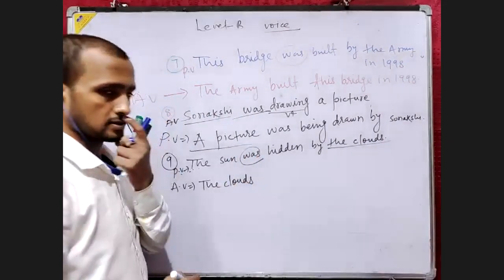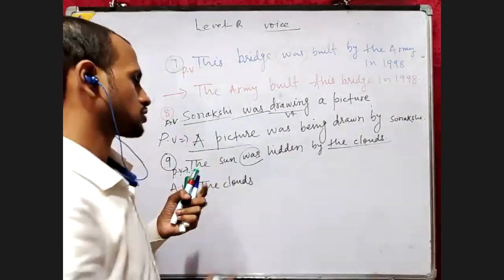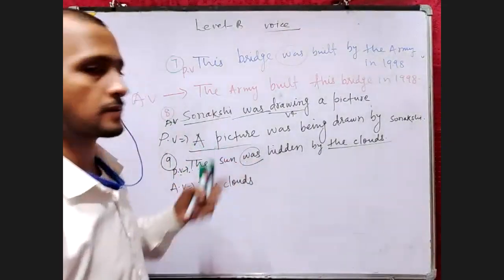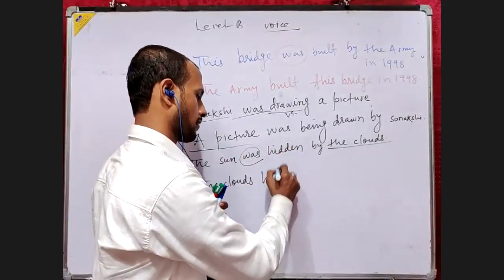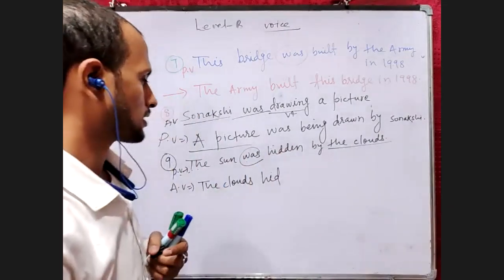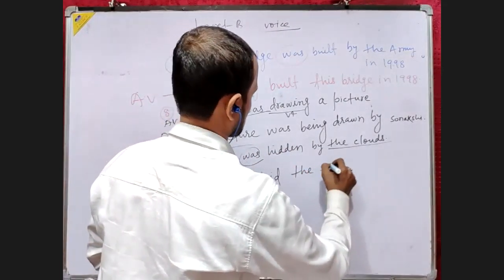Here, was is written. Was means B2. B2 will be changed into was. That's why we will write B2. What is the B2 of hidden? Hid. The clouds hid the sun. Yes.